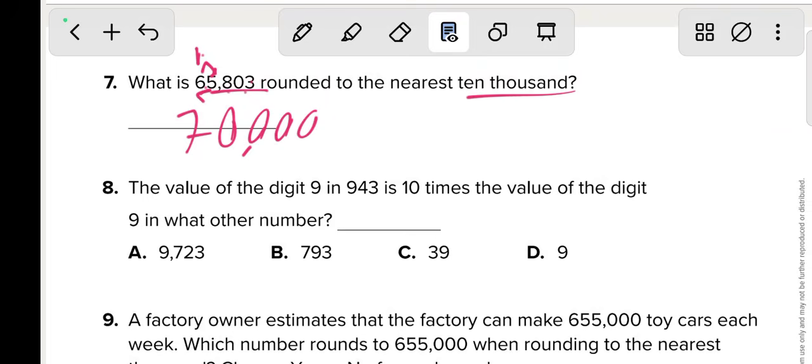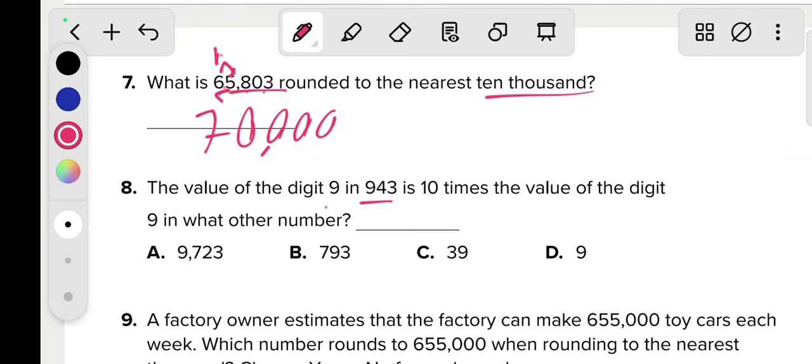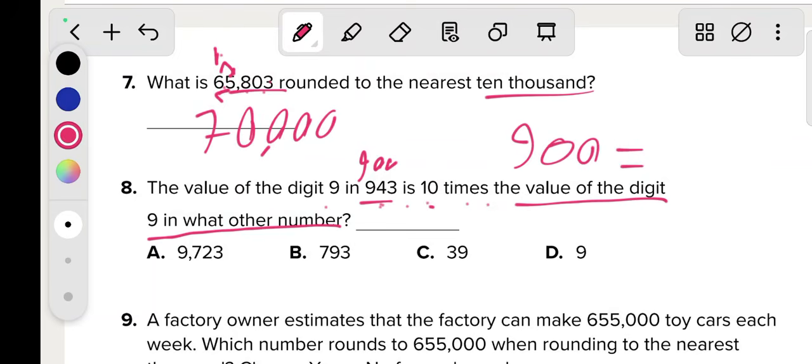The value of the digit 9 in 943. So the value of the digit 9 here is what? It's 900. It is 10 times the value of the digit 9 in which number? Okay, 900 is 10 times what? 900 here means equal. 10 times what? 10 times 90, of course, right? Because 10 times 90 is 900.